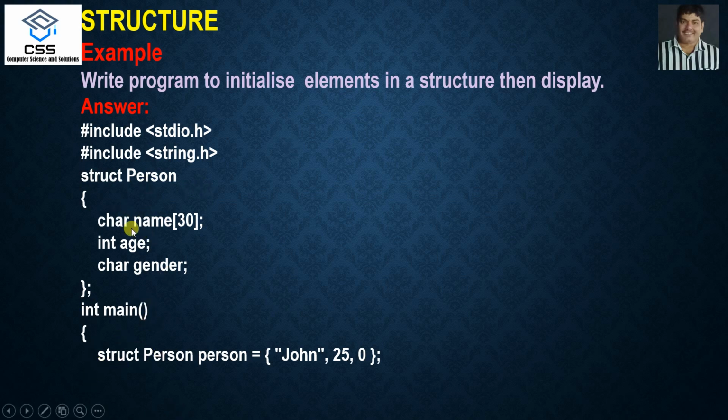Then how do you initialize? struct person, and the variable name is person, that is, struct name followed by the structure variable name. You can initialize within curly brackets: first is John, the name. 25 is the integer, that is the age. The character is the gender, in the sequence string, integer and character. Three elements are stored: one is a string, one is an integer and one is a character. You can initialize in this way.